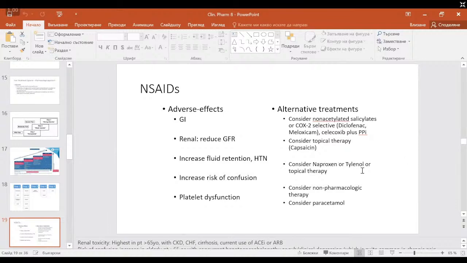And another thing that you should know, Tylenol is the trade name for paracetamol. And paracetamol is not an NSAID. It is actually a non-steroid, so it's not a steroid, but paracetamol doesn't have anti-inflammatory effects, so that's why it's not an NSAID. It has antipyretic effects and it has analgesic effects, but paracetamol is not an NSAID. So this is something to keep in mind.